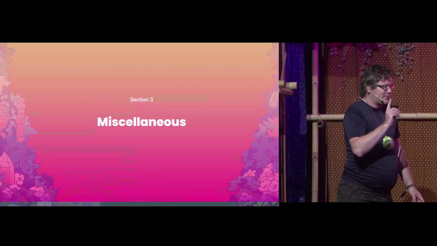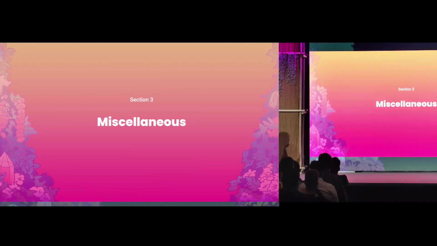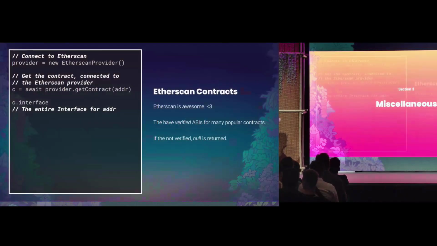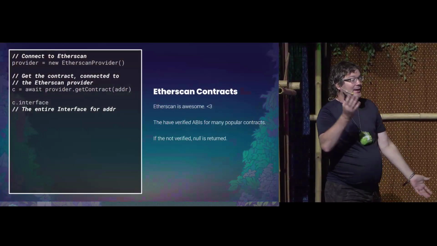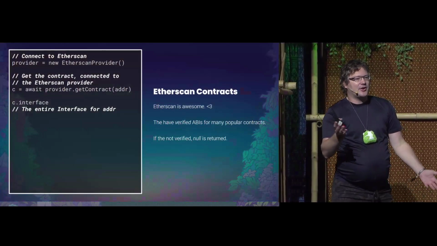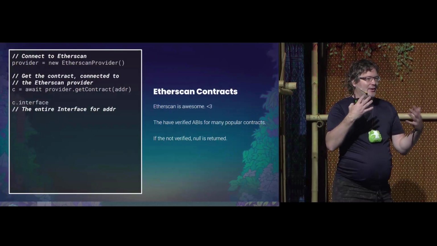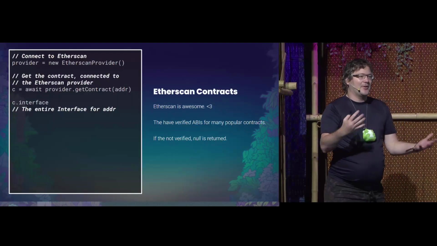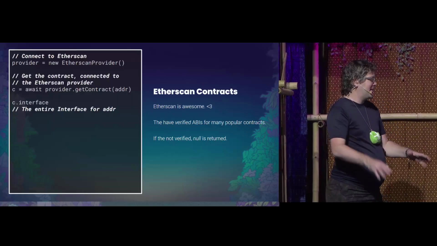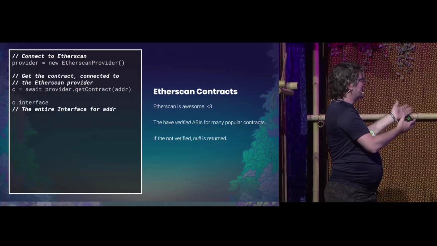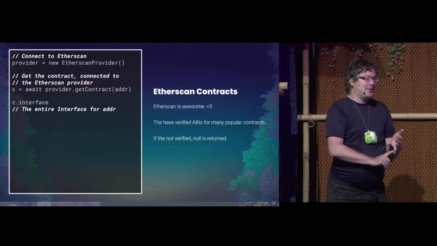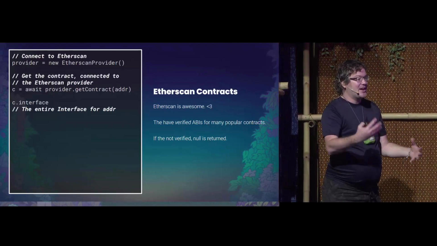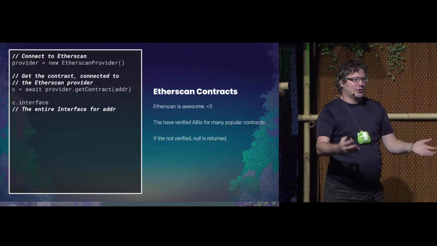So almost done. I'm trying to leave extra time for questions. This is just a very short thing. I feel like a lot of people don't realize the power of Etherscan. Etherscan has verified contracts. We all know that. It's awesome. We all love the effort we go through to verify a contract. Well, it's nice that once it's verified, you can just call provider.getContract, give it the contract address. It'll fetch your ABI, and it will automatically connect you to that contract, and you're good to go.